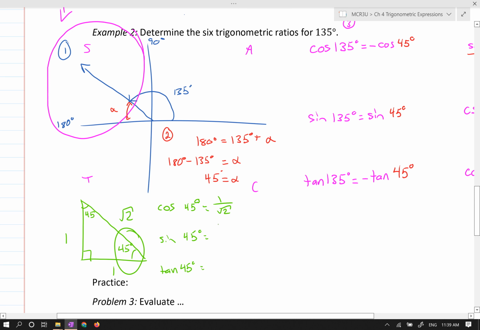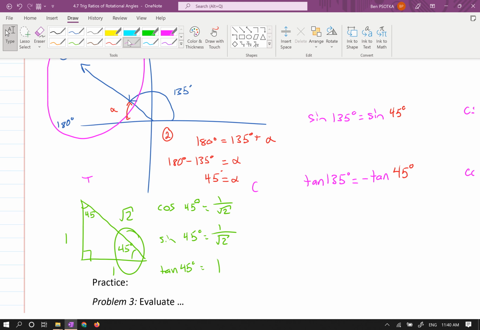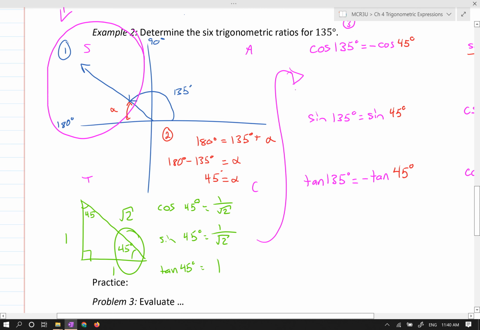All right, my sine is my opposite side over my hypotenuse. So again, 1 over the square root of 2. And the tangent is the opposite side over the adjacent, so I'm working with 1 over 1, and that simplifies just to 1. Good. So if that's the case, now I can substitute into my work up here. The cosine of 135 degrees is equal to negative the cosine of 45 degrees.